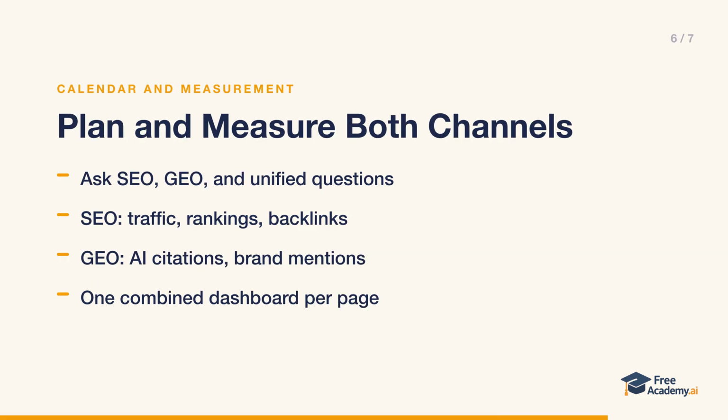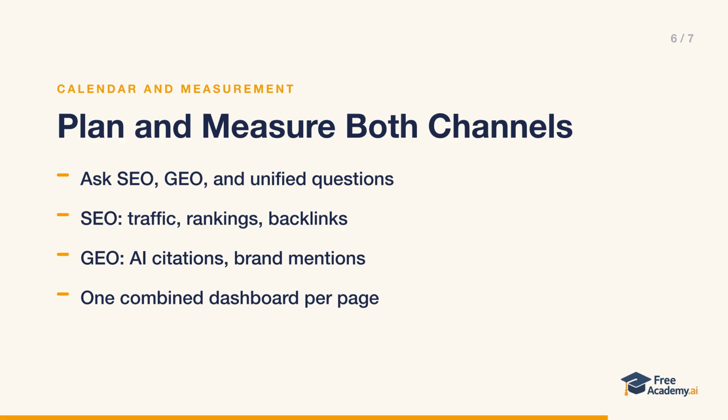To keep everything unified, run your content calendar through 3 sets of questions for every piece. SEO questions. What keywords are we targeting? What's the search volume and competition? And how does this fit our topic cluster? GEO questions. What specific facts can AI cite from this? Are the claims verifiable and accurate? And does it establish our authority? Then unified questions. Does the structure serve both purposes? Are author credentials visible? And is it technically accessible?